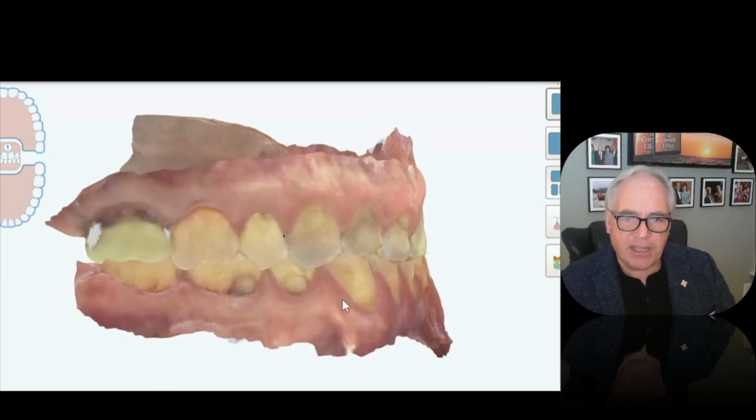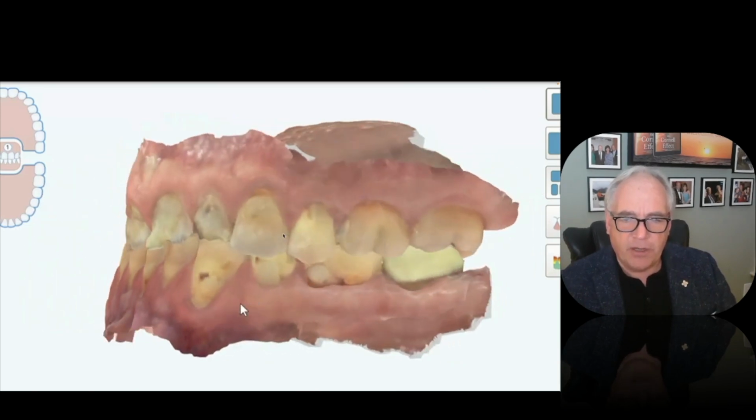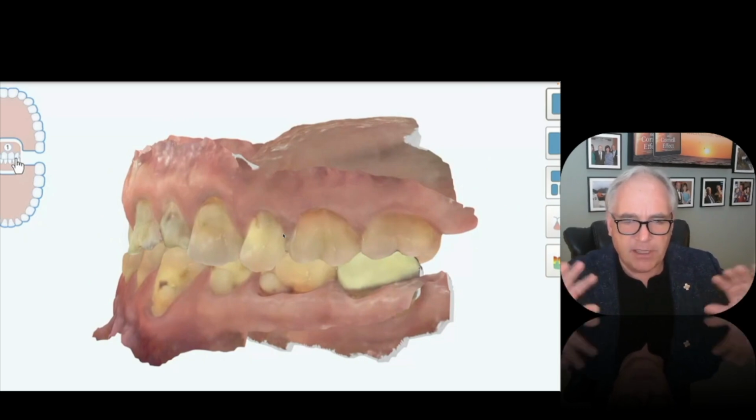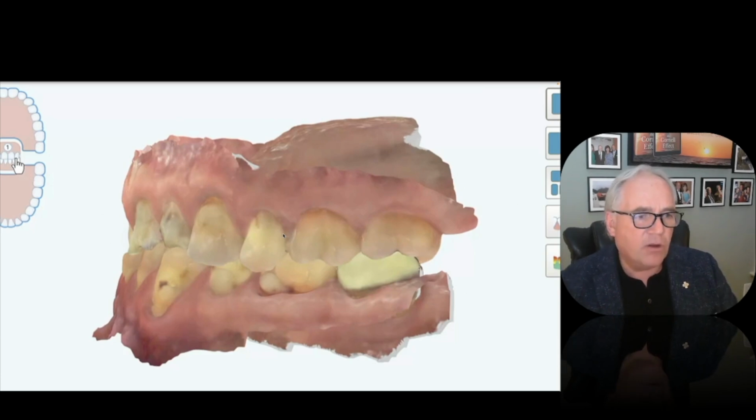So just visualize then, when we think about neutral zone, it is incredibly important as we look at where the teeth are horizontally from the pressures of the lips and the buccinator muscles and the pressures of the tongue outward.